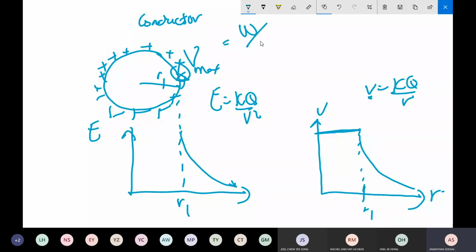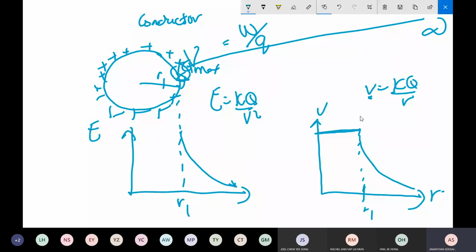Work done to bring a unit positive test charge from infinity to that point, right? Okay, to that point. So when you want to get into the sphere, there is no need to do any work. The work is maximum already. Going in, the work is constant. The potential is constant inside the sphere. Okay, so the V is maximum only at the surface.